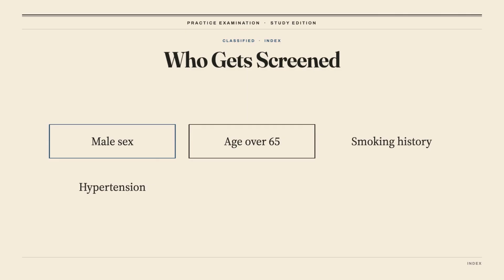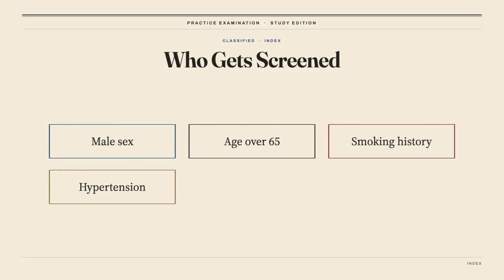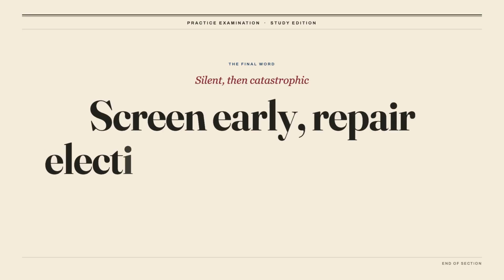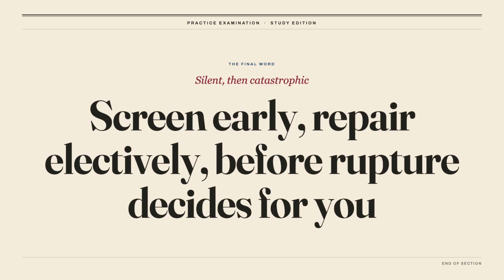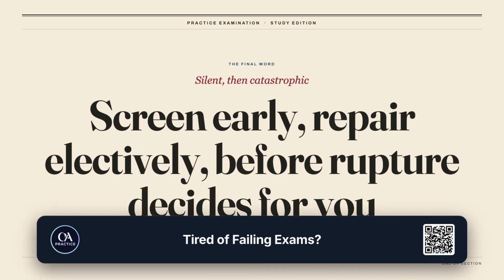sharply after age 65, and smoking, hypertension, atherosclerosis, and family history loading the dice further. That type profile is exactly why targeted screening works. An intact aneurysm feels like nothing, but a ruptured one kills 80 to 90% of patients, often before they reach a hospital, since symptoms never warn you in time. The only strategy is finding it early through screening and repairing it selectively on our own terms.